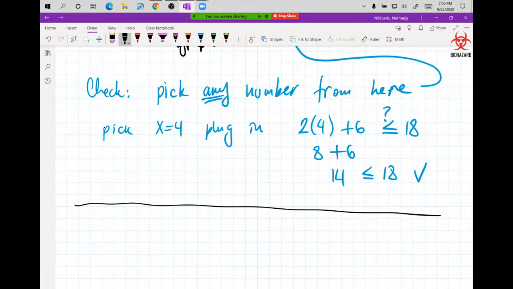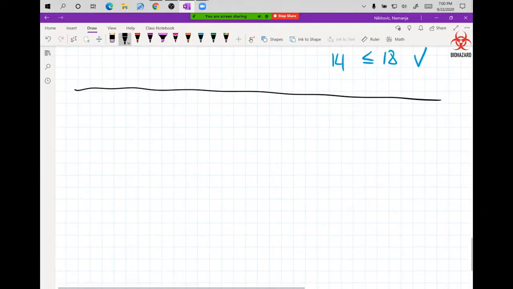Let's take a look at, and by the way, this is it. There is nothing else now. We just make these problems a little bit more annoying, but that's it. We are done. So let's make it a little bit more annoying. 3 plus 2x less than 5 plus x.